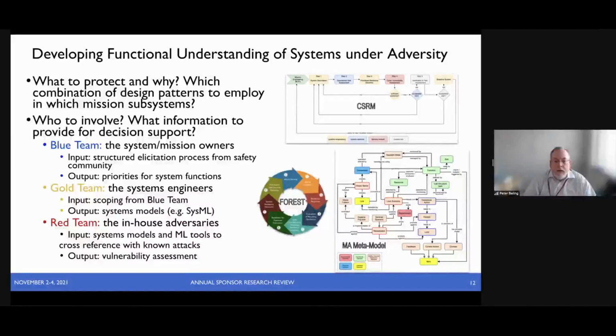So the notion that we have for reasoning about the functions of a system is really based off of employing three notional groups of stakeholders: the blue team, the gold team, and the red team. And then asking each group of stakeholders to answer only questions that they're capable of answering. For instance, the blue team, which is the system and mission owners, we're going to ask them questions about what they care about as the owners of the system and mission, in terms of what they need to have happen in terms of system performance.